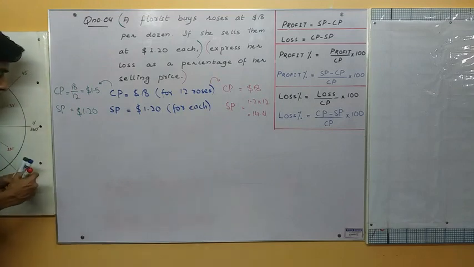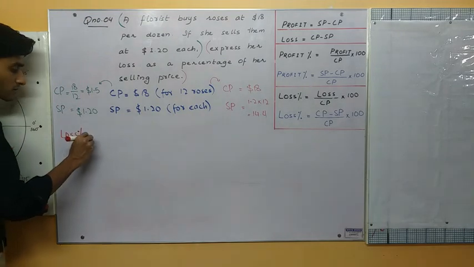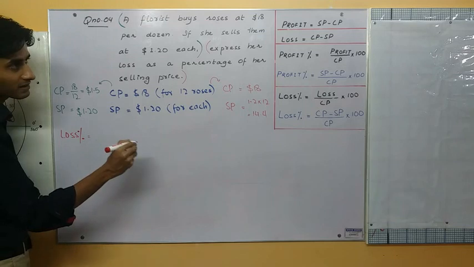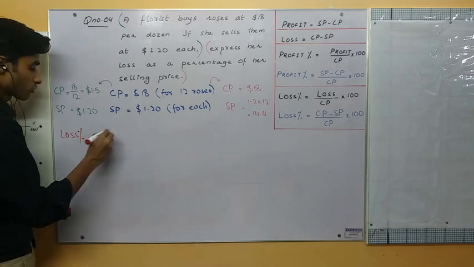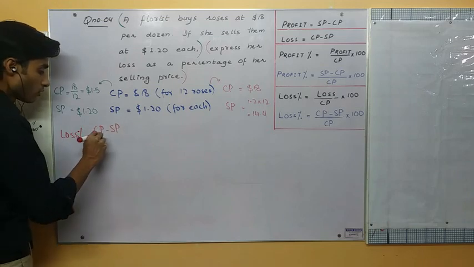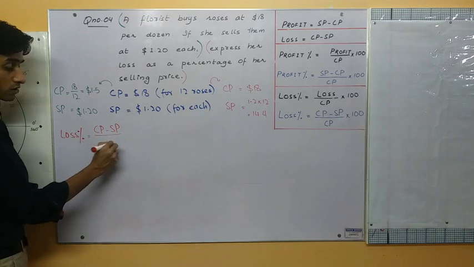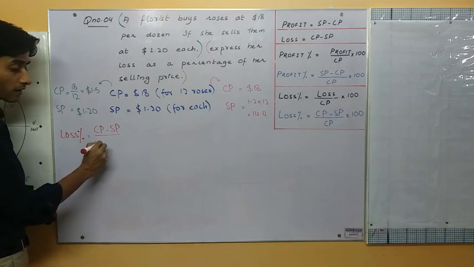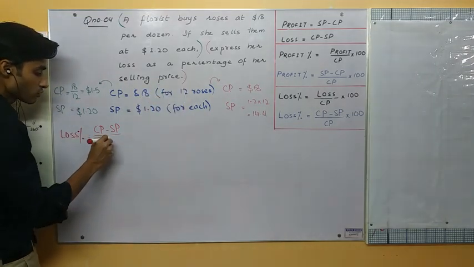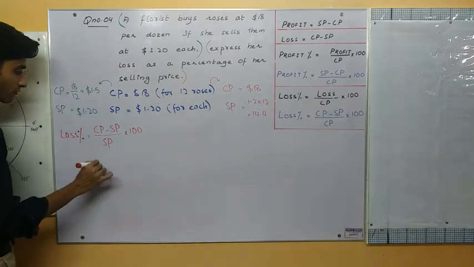We know the formula by default for loss percentage is loss upon cost price, where loss is cost price minus selling price, or selling price minus cost price, whatever you decide. Since I have a loss, my cost price is more than selling price. Cost price minus selling price over what? We usually have cost price over here, but since the question is saying percentage of selling price, this should be replaced with selling price, multiplied by 100. This now is the formula.